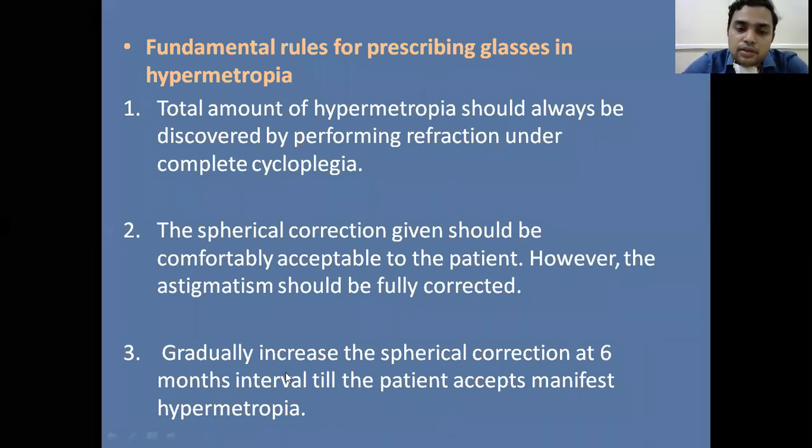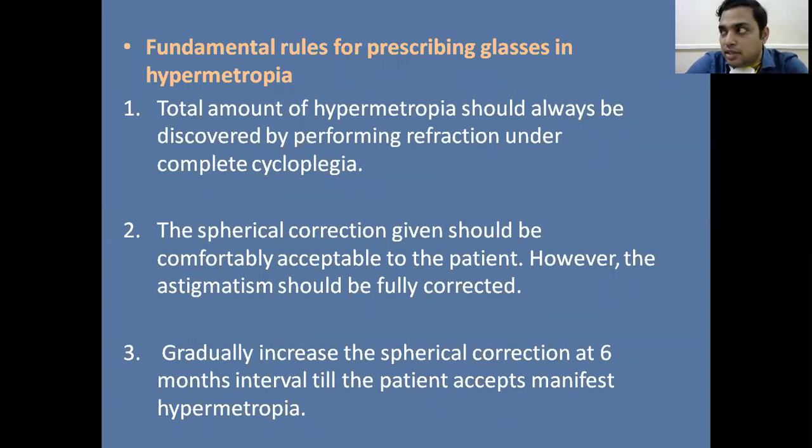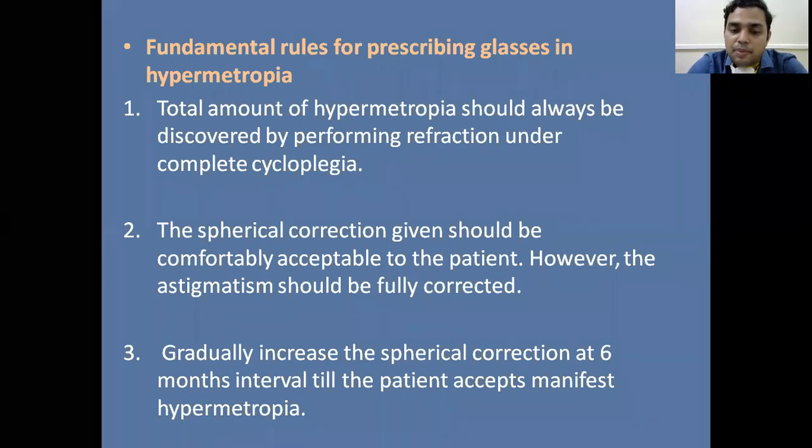And third one is to gradually increase the spherical correction at 6 months interval. At the first sitting, we have to undercorrect the patient, and after 6 months, as he gets accustomed and comfortable with that power, then we have to slowly increase the hypermetropic refractive power until the patient accepts the manifest hypermetropia.